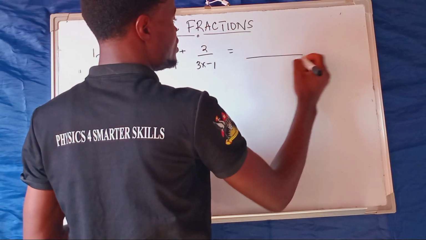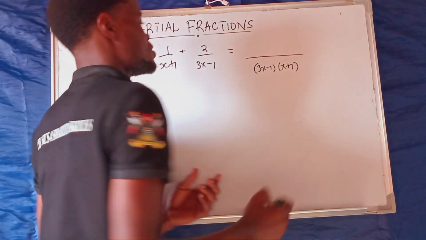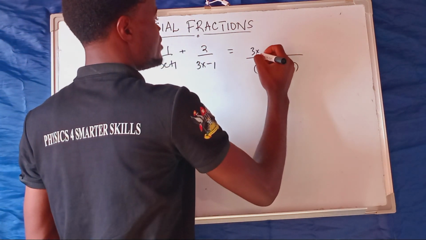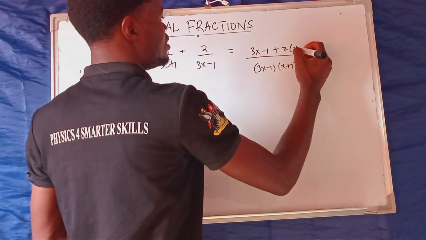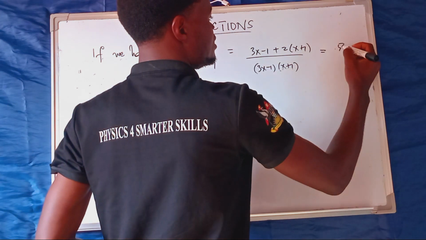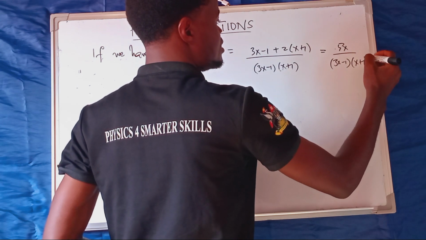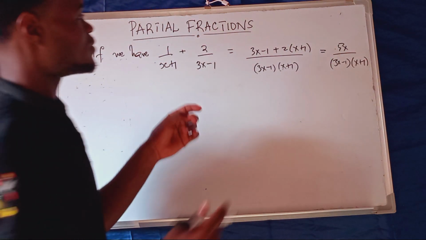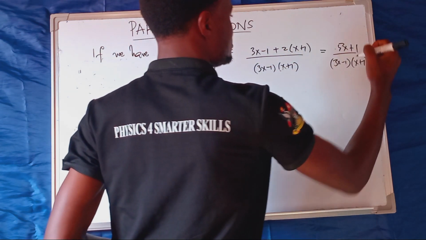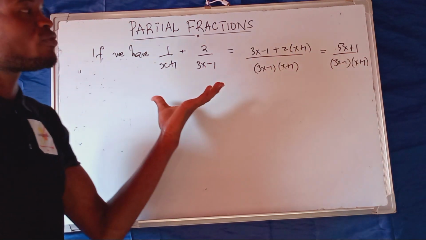Obviously, we know that the LCM is 3x minus 1 times x plus 1. So we divide the LCM by each denominator and multiply by the numerator. So you have 3x minus 1, plus 2 into x plus 1. So we have 5x over 3x minus 1, x plus 1. This is 5x, this is minus 1, this is 5x plus 1. So we have got a combined fraction of these two fractions.